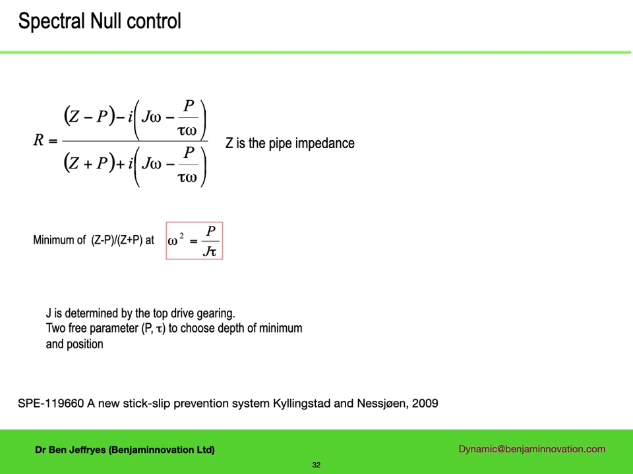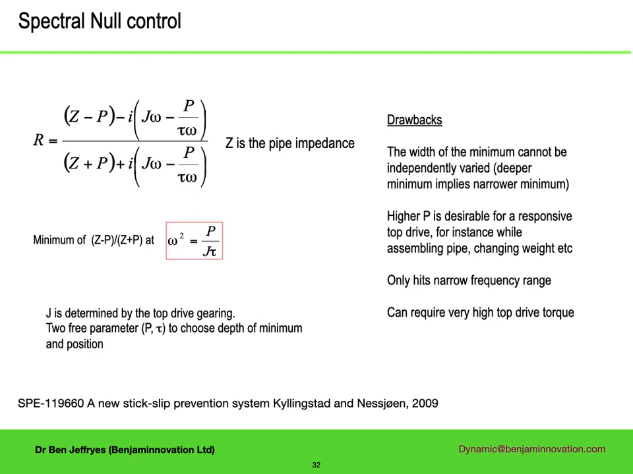So what are the drawbacks? A deep minimum is a narrow minimum. The resonant frequency is continuously changing, so if you want a deep minimum, it's important to be able to track this. Having a high proportional gain P makes the top drive responsive, so if P is too low, it will be very sluggish for the user. It only affects a narrow frequency range, so if you attack the fundamental with this, the next harmonic is unaffected.